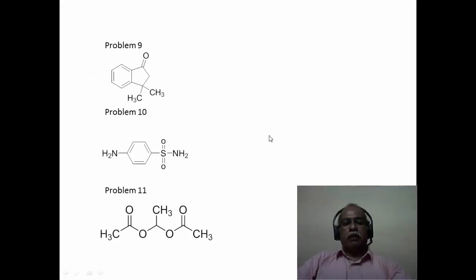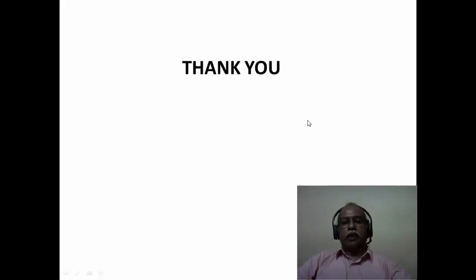So we have seen 3 compounds here. One is an aliphatic diester compound. It is a special kind of diester because it is a diester of acetaldehyde hydrate. And para-aminobenzene sulfonamide is the other one, and an indanone kind of structure is elucidated based on the spectroscopic data that is provided. Thank you very much for your attention.